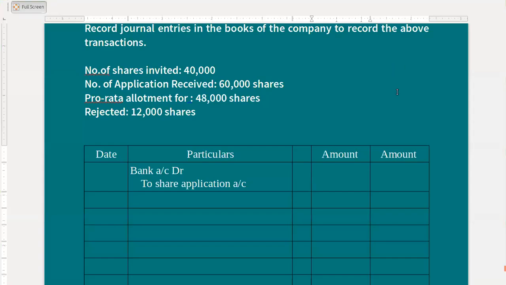Rupees 4 is the application money. So number of applications received is 60,000, right? Yes. So 60,000 into 4. What will be the amount?